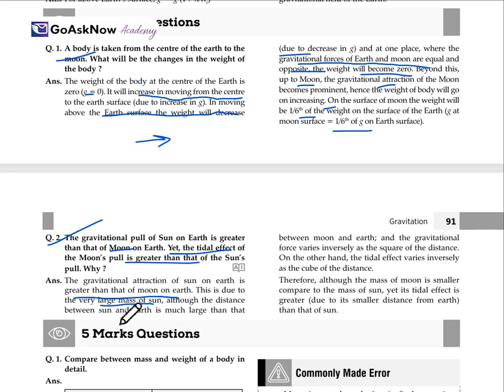Although the distance between the sun and the Earth is much larger than that between the moon and the Earth, the gravitational force varies inversely as the square of the distance. On the other hand, the tidal effect varies inversely as the cube of the distance. Therefore, although the mass of the moon is smaller compared to the mass of the sun, the tidal effect is greater due to the cube.